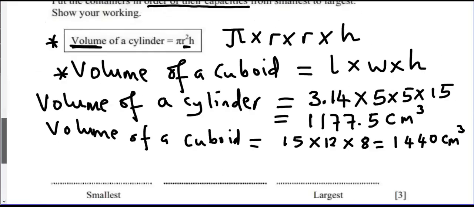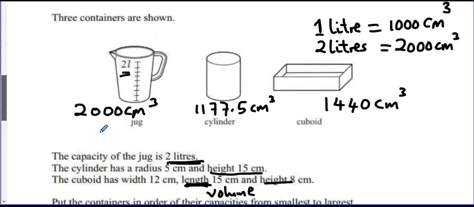Now, which one is the smallest? Which one is the smallest out of these? Can I say the smallest is 1440? No. Can I say the smallest is 1177? Yes, that could be the smallest because this is 1177 and this is 1440. So try to compare this. The smallest is the cylinder.